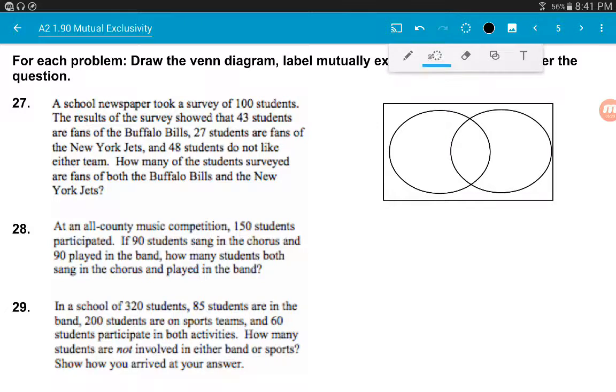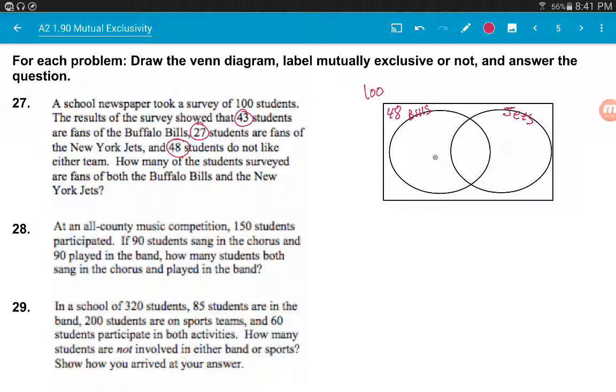Okay. So they said that the total has to add up to 100. They said that 48 students do not like either team, so I'm going to put them out here, 48. 27 are fans of the New York Jets, and 43 are fans of the Bills. So let me label these. So we'll call these guys the Bills, and this circle will be the Jets.